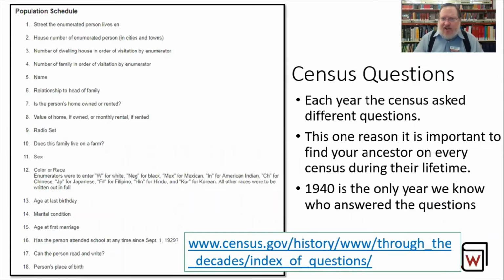Now, census questions. Every census has different questions. A lot of them are the same, but the government always likes to ask more questions. It's important to know that your ancestor on every census of his life would be answering these questions, and the context of these questions will give you more information about who they were, where they were, and what the family looked like. Again, 1940 is the only year we know who answered the questions, and the link here is to a site that gives you those questions, and you should use those and review how they were supposed to be answered as a census taker asked them.